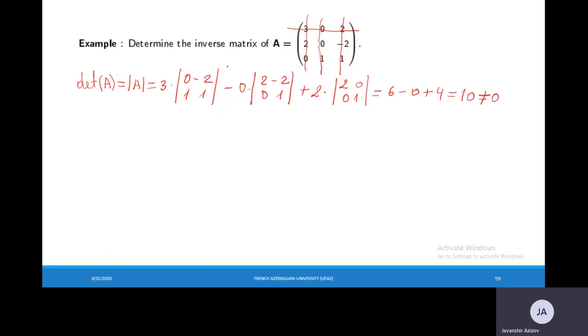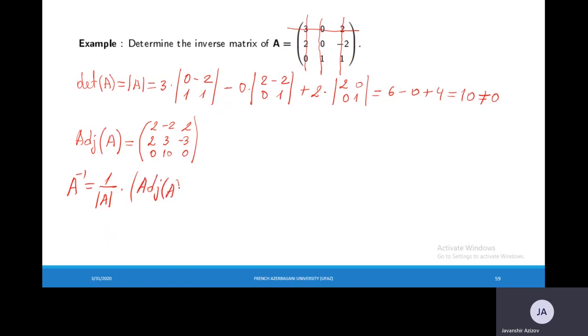From the previous lesson, you know that the adjoint matrix of A is this one: 2 minus 2, 2, 2, 3 minus 3, 0, 10, 0. Then we use our formula for the inverse of A. This is 1 over the determinant of A times the transpose of the adjoint matrix of A.